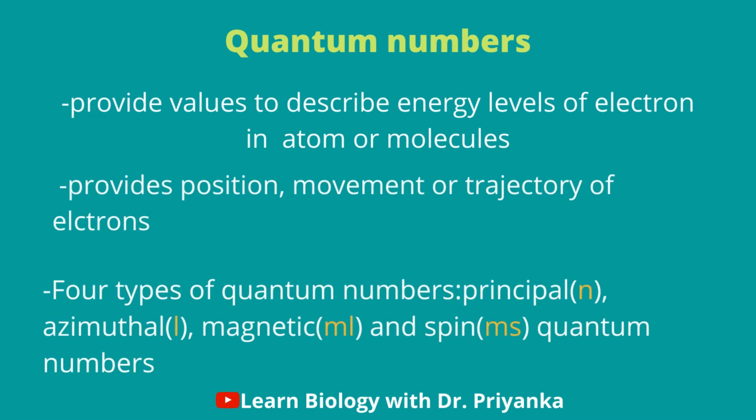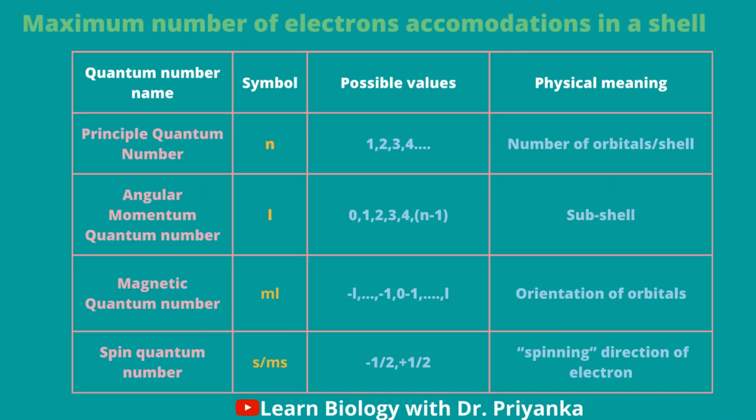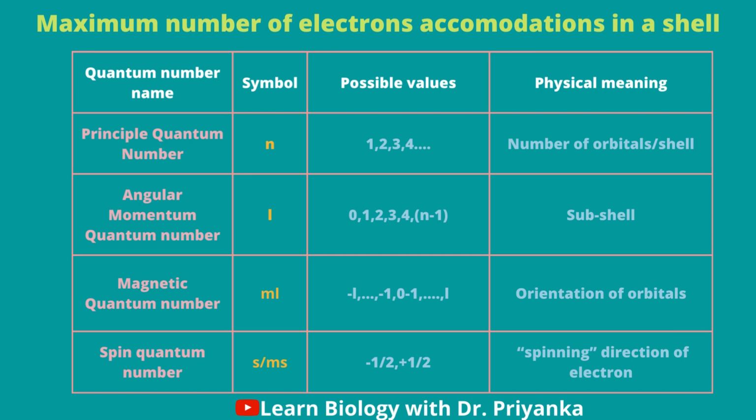What are quantum numbers? Quantum numbers provide the values that describe the energy levels of the electrons in an atom or molecule. Hence, they provide the position, movement, or trajectory of any electron. There are four types of quantum numbers. These are the principal quantum number, azimuthal quantum number, magnetic quantum number, and spin quantum number. We can denote the principal quantum number with the symbol n, the angular quantum number with l, the magnetic quantum number with m, and we can define the spin quantum number with ms.